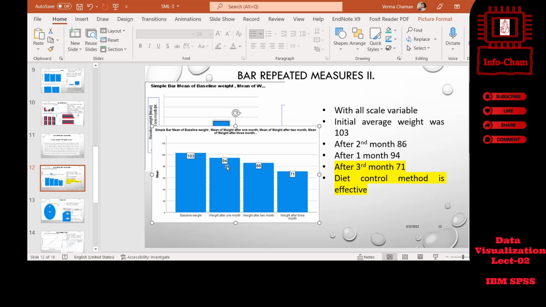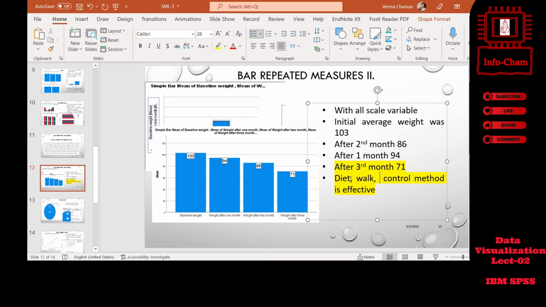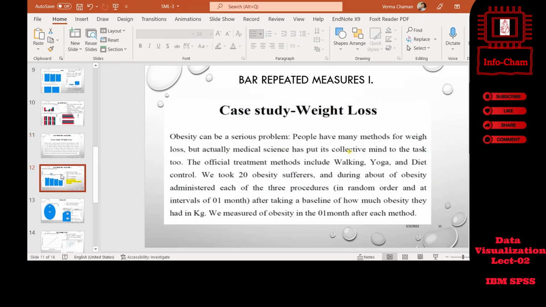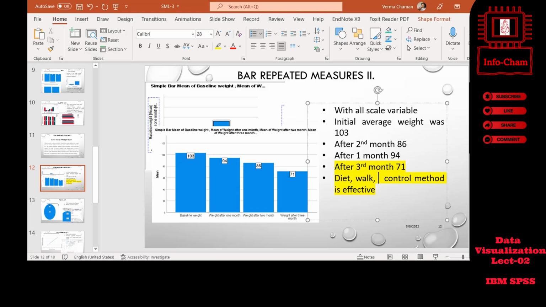And after 1 month, perfectly it is reduced, and after the second month it is again reduced, right? And what is the mean average of the last? It is again reduced. So please see what is the conclusion after the third month. I can say it is reduced with the 71 mean value in kilograms. So we can see the diet control is not diet control, it depends. But in this case, we only use diet, walk, and what was the other one? I think diet control and yoga. Maybe yoga. Yeah, right. How many of you know about yoga?